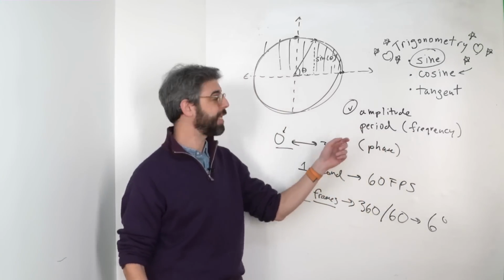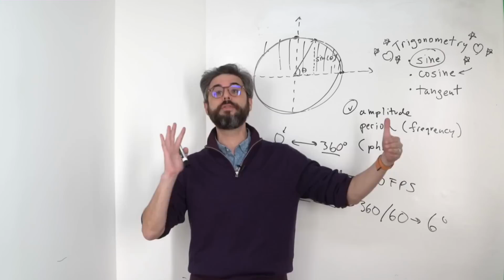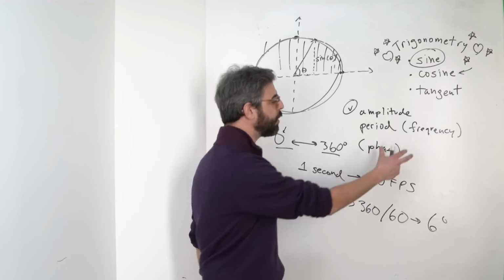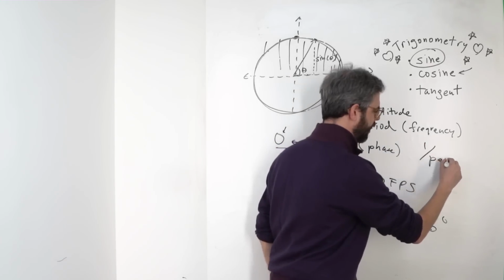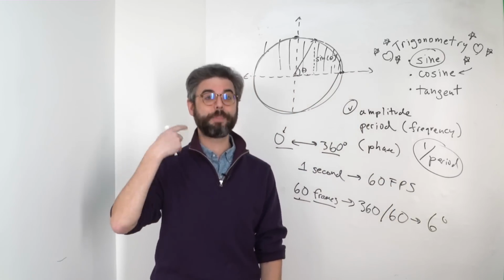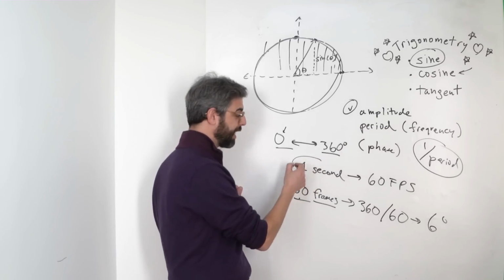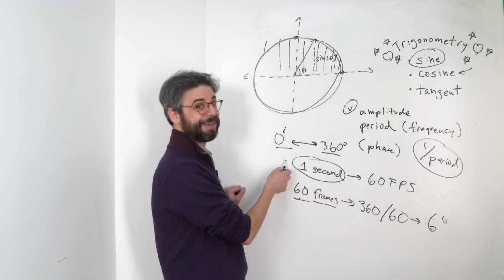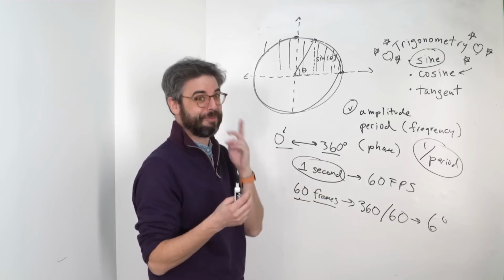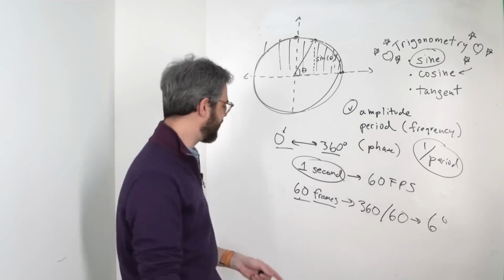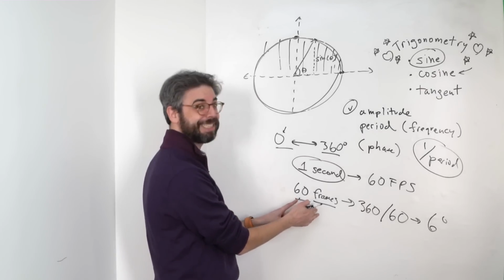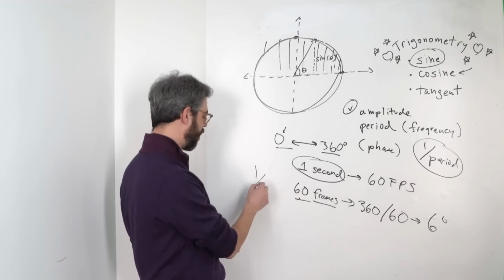So while period is the amount of time it takes for one full cycle of the wave, frequency is 1 divided by period. It's the number of times the wave repeats inside 1 unit of time. So if the unit were seconds here, if the period is 1, the frequency is also 1 repeating cycle. But here, with the period being 60 frames, the frequency is 1/60th.